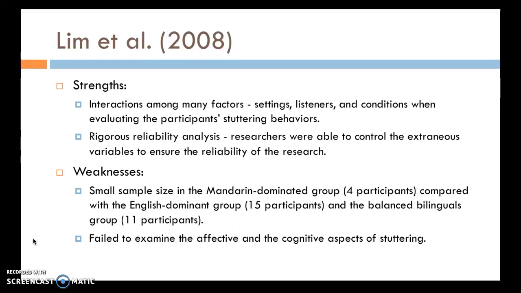One of their weaknesses was they had a very small sample size in the Mandarin-dominant group, where there were only 4 participants, whereas in the English-dominant group there were 15 participants, and in the balanced bilingual group there were 11 participants. This imbalance of the sample size will definitely affect the results. Also, just as the first study did, they failed to examine the affective and the cognitive aspects of stuttering.